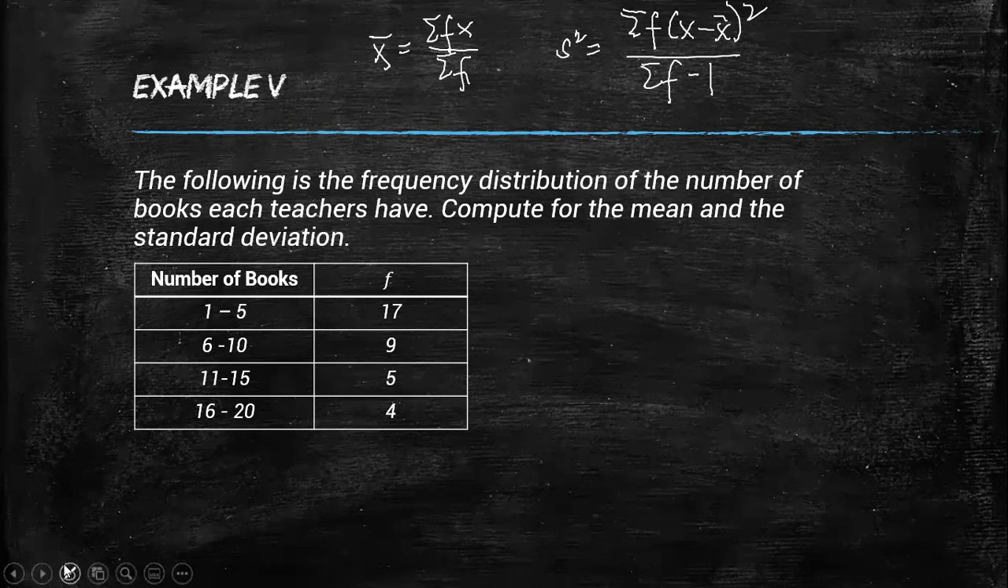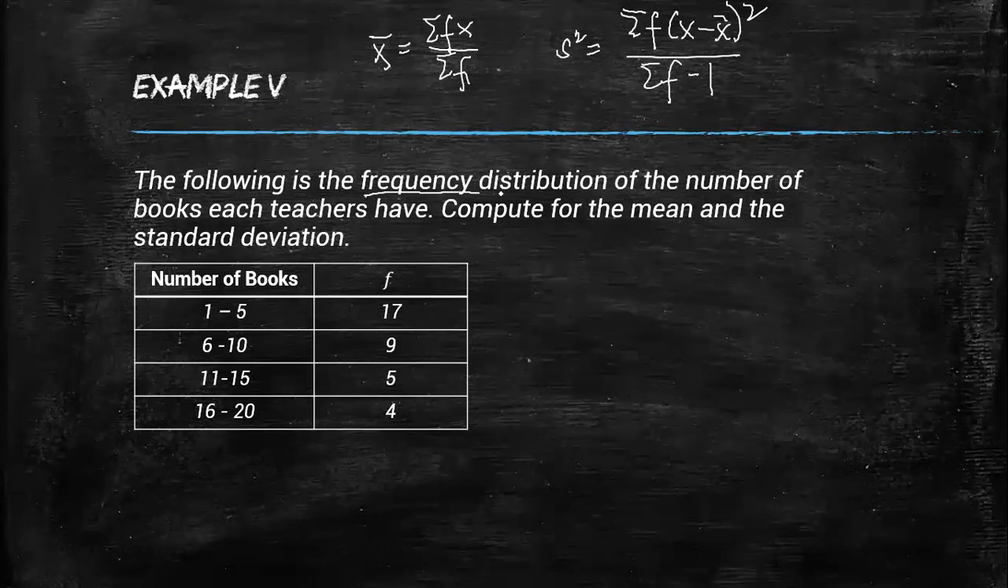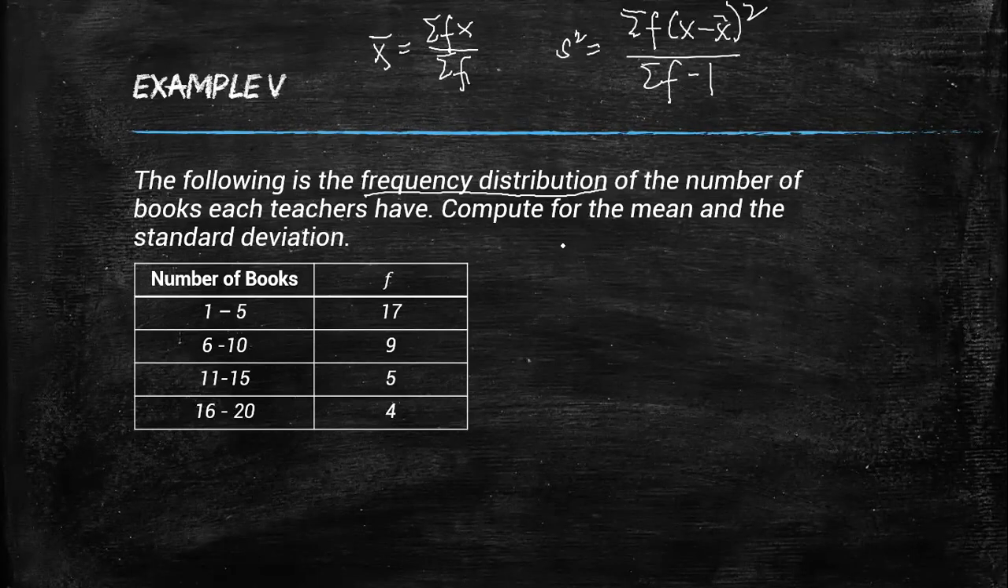Okay. So ngayon, class, ito, we have the problem. The following is the frequency distribution. O pag may ganyan agad, class, ibig sabihin statistic and group data. So ito yung formula na gagamitin ninyo. Okay? So, the following is the frequency distribution of the number of books each teacher have. Compute for the mean and the standard deviation.